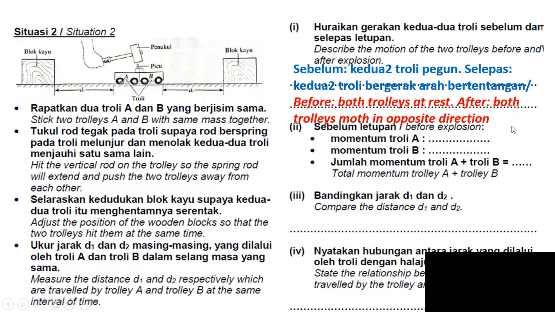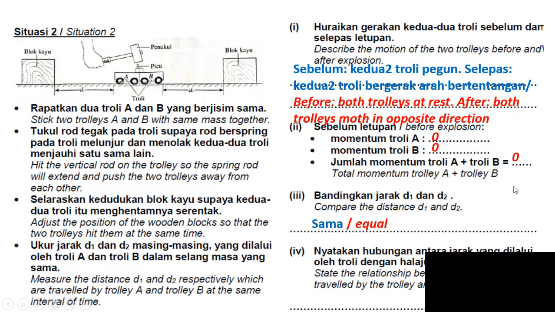Now we look at it in detail. What is the momentum of trolley A before explosion? It is 0 because it is stationary. The momentum of trolley B is 0 also because it is also stationary. So the total momentum of trolley A and trolley B before explosion is 0 plus 0, which equals 0. Now compare the distance D1 and D2. D1 and D2 will be the same. D1 moves to the left, D2 moves to the right with the same distance because both have the same mass.